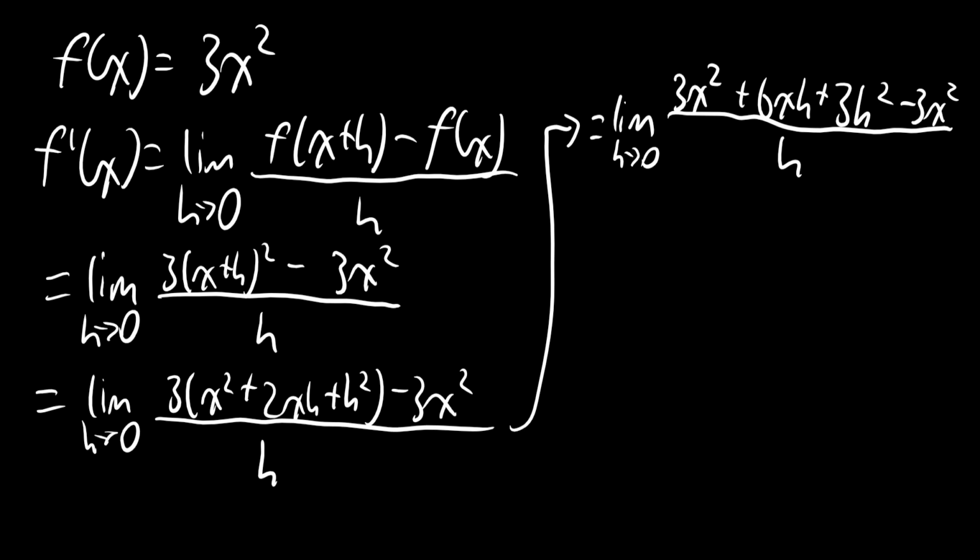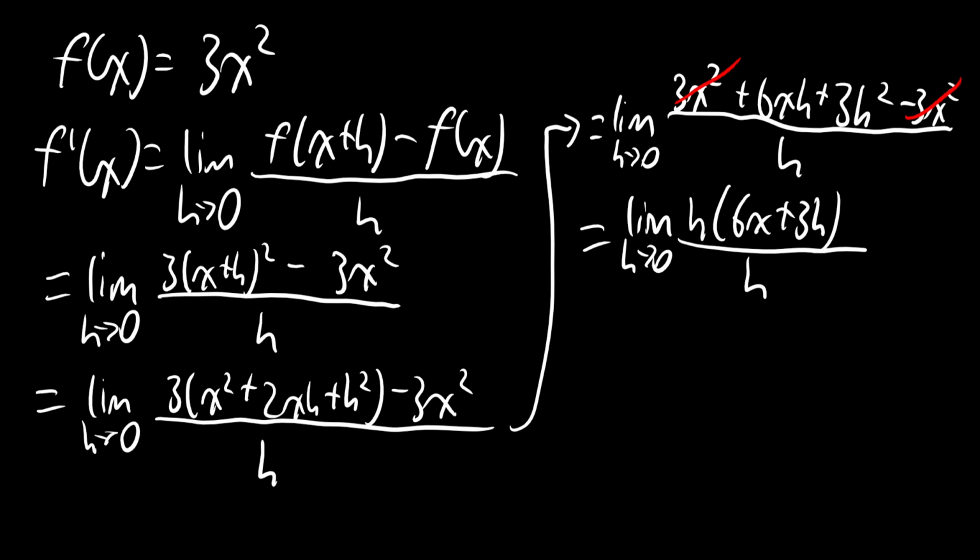So what we can clearly see right here is these terms cancel out. And we can factor out an h out of these terms. We can actually factor out a 3 if we want to, but I won't do that. 6x plus 3h over h. And then we can cross out those values like that, and we are left with this.